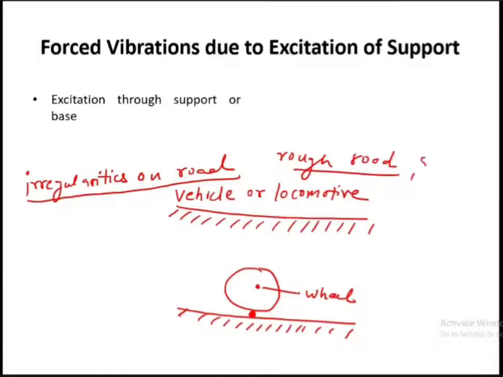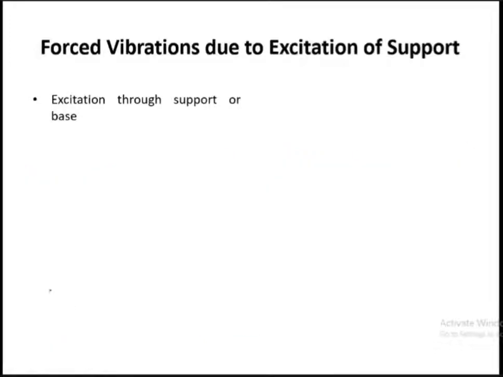Maybe due to some speed breakers, some holes, or some pits on the road surface. The condition of the road surface is a rough condition, and in that case, what will happen? In such cases, the excitation of the system is through the support or the base instead of being applied to the mass.